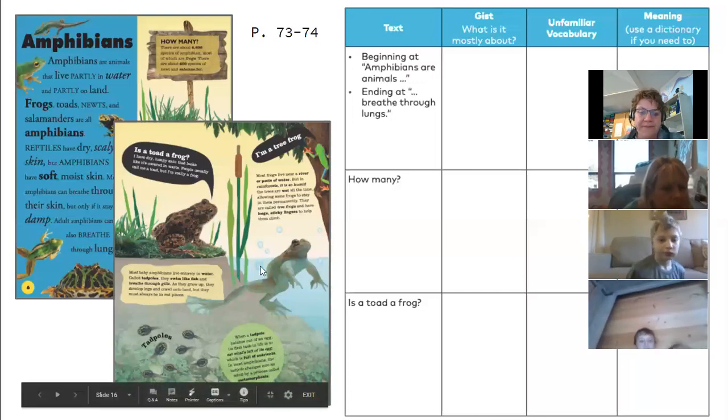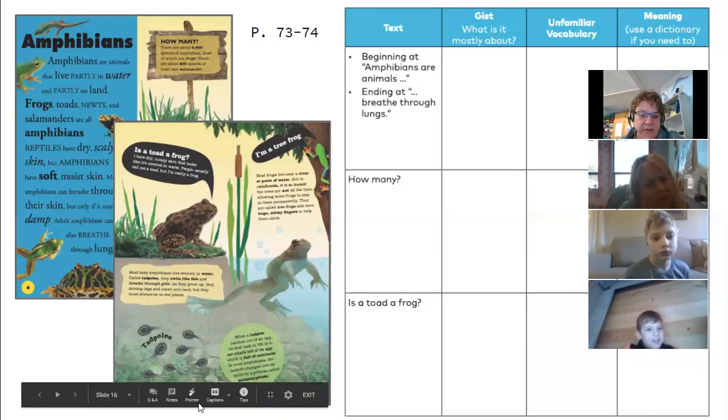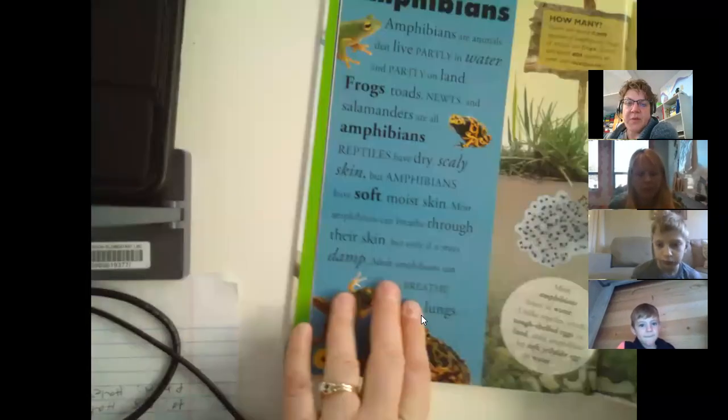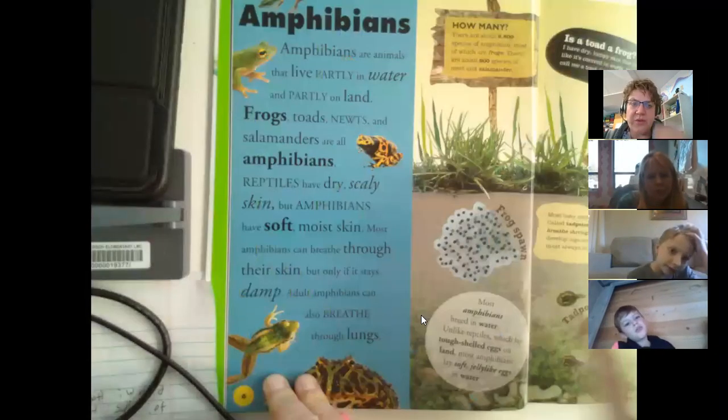All right, so I'm going to go ahead and take up my doc camera again if it wants to work. There we are. All right, so that Cooper can see the writing as well. Okay, so I'm going to read this aloud, and you're reading with your eyes in your own book.